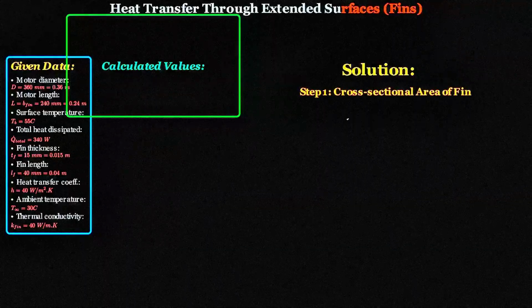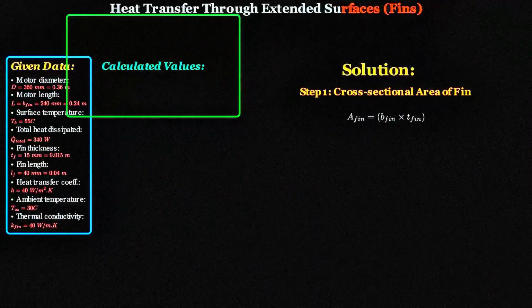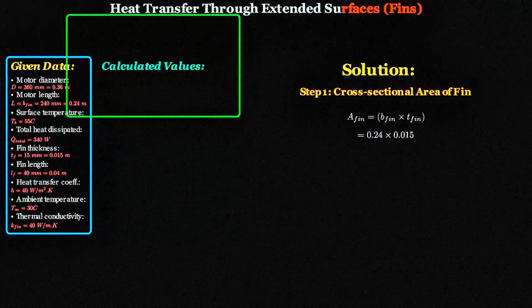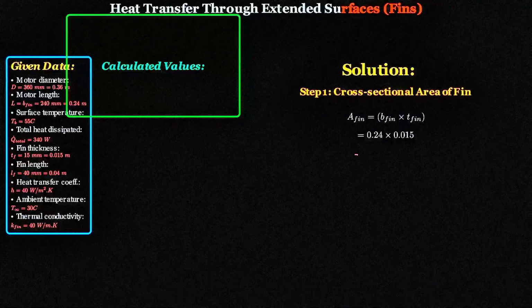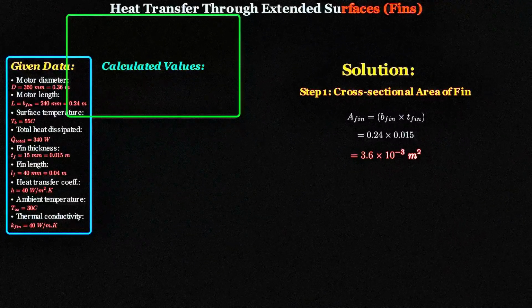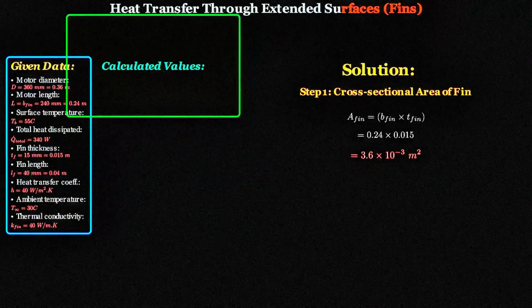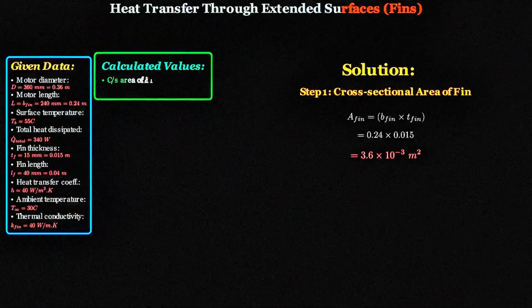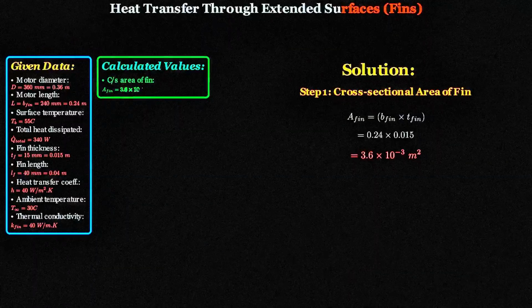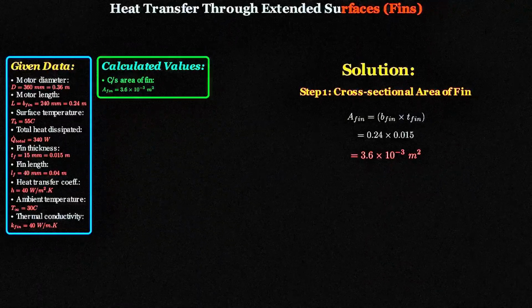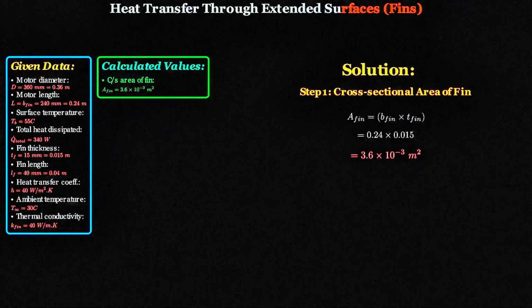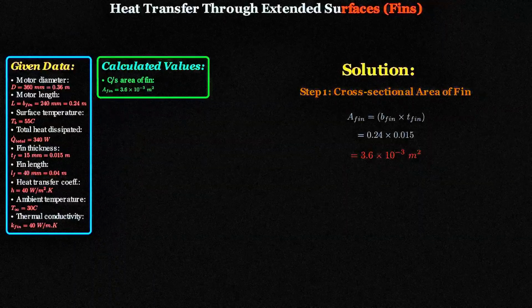Step 1. Calculate the cross-sectional area of the fin. The cross-sectional area, A sub fin, equals B sub fin times T sub fin. Substituting our values, 0.24 meters times 0.015 meters, this gives us 3.6 times 10 to the power of -3 square meters. This value now appears in our calculated value section.